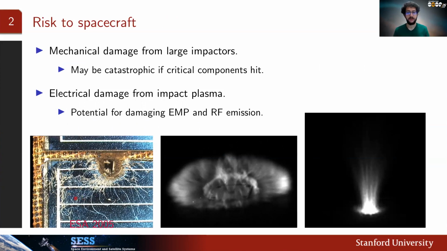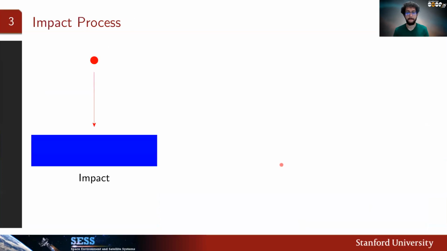Large impacts are rare, however, and the flux of microscopic particles that are too small to cause mechanical damage is orders of magnitude greater. These impacts still pose a threat to spacecraft electronics, because the impact-generated plasma can produce electromagnetic emissions in the form of a broadband EMP and radio frequency radiation, and these can be harmful to spacecraft electronics.